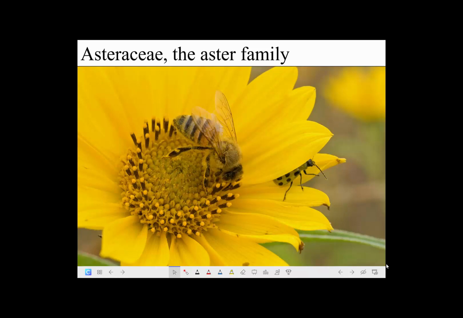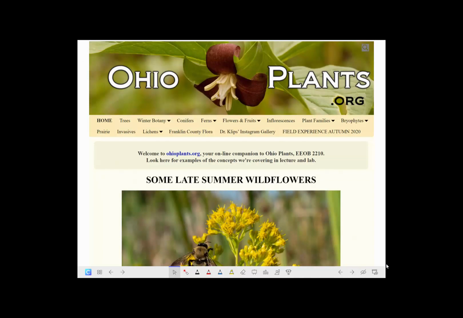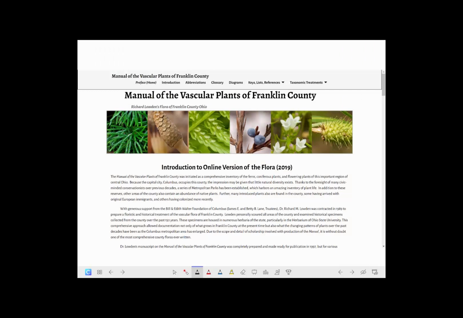Well, let's take our deep-ish dive into the Asteraceae, the aster family. We will use the flora that was developed by Richard Loudon, and it's on our website under a menu item called Franklin County Flora. This is what the website looks like. It's actually a separate website.